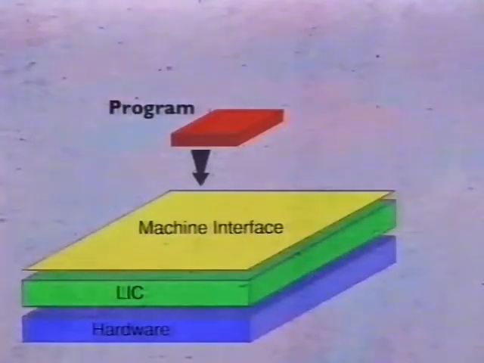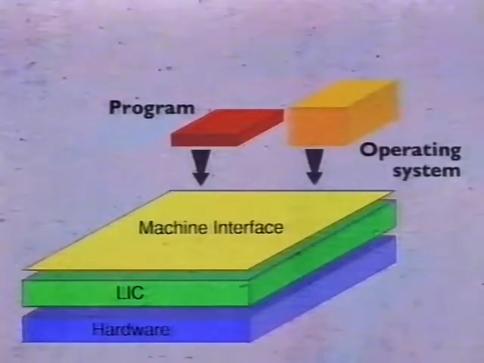There is another important consequence of this. The operating system, remember that's the part of the machine that does the housekeeping, resides in this part of the system. And by moving many of the programs that normally reside in the operating system into the licensed internal code, we can improve performance.